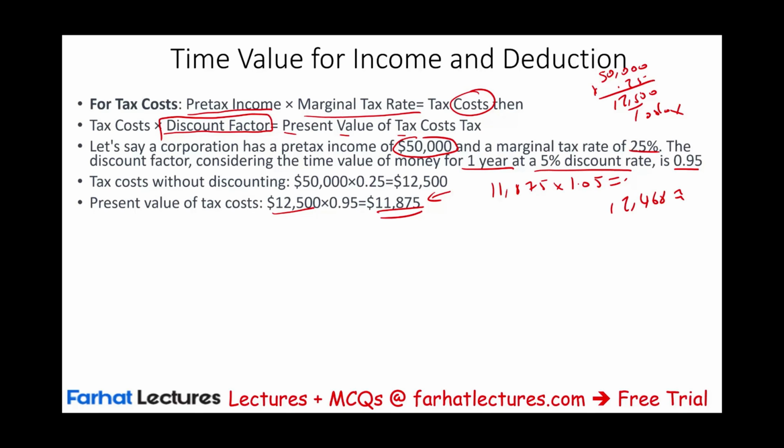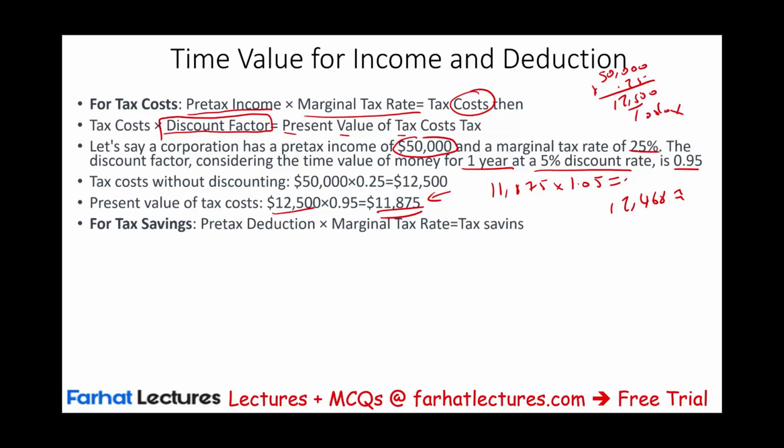We can take this amount, 11,875, and invest it, because that's what we're assuming we can do. There's an investment capacity for this money. Therefore, we only have to come up with 11,875, versus if we have to write the check today, we have to write a check for 12,500.